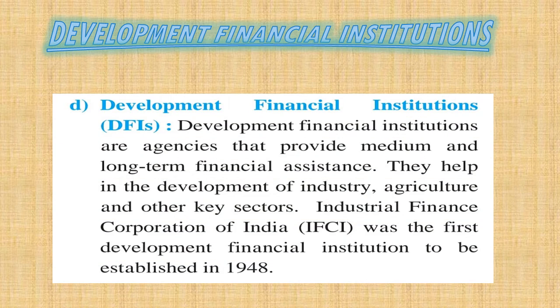The next is development financial institutions, that is DFIs. Development financial institutions are agencies that provide medium and long-term financial assistance. They help in the development of industry, agriculture, and other key sectors. Industrial Finance Corporation of India, that is IFCI, was the first development financial institution to be established in 1948.